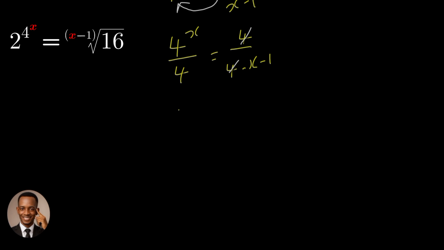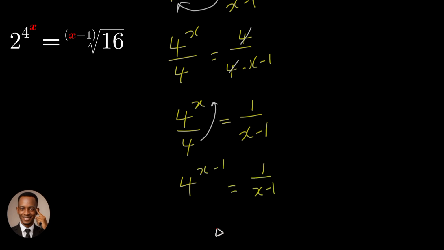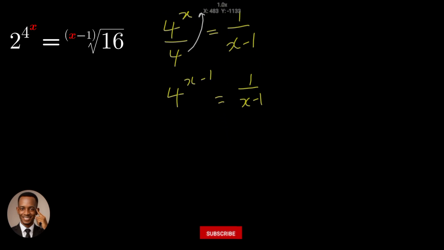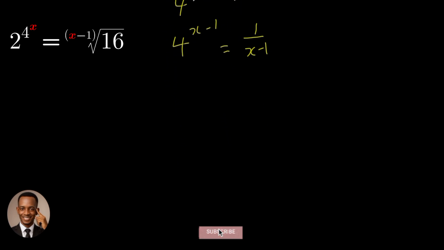And we will be left with 4 to the power of x all over 4 equals 1 all over x minus 1. We can combine their power together and write this as 4 to the power of x minus 1 equals 1 all over x minus 1. Now this is as far as indices can get us. This is where a lot of people stop, but we are not going to be stopping here. We are going to be shifting our method. Now from the standard indices method, we are going to shift to a very brilliant algebraic method.